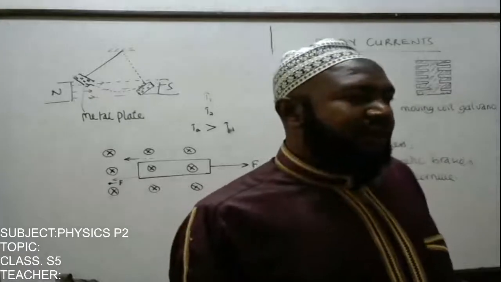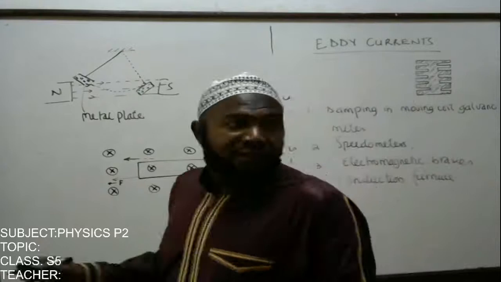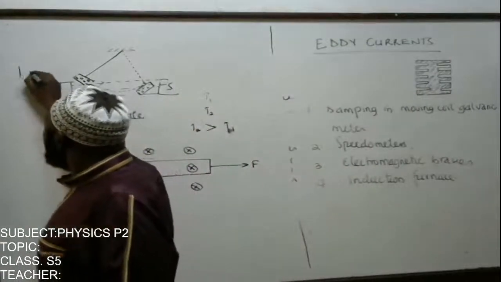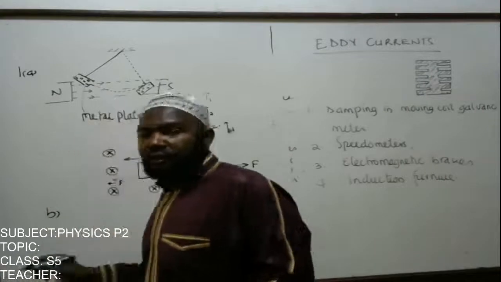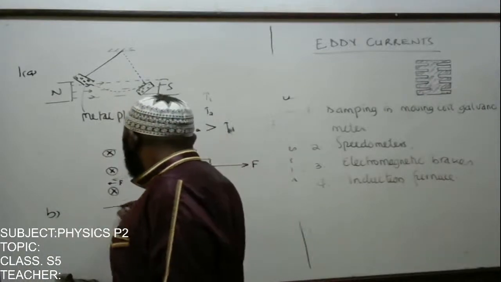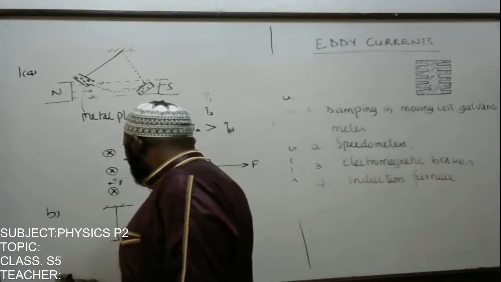Then the next part is that we have two pendulums. This is number 1, part A. This is part B. So I have two pendulums, consisting of metal plates.